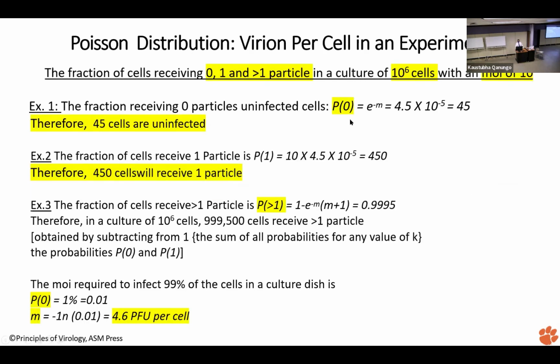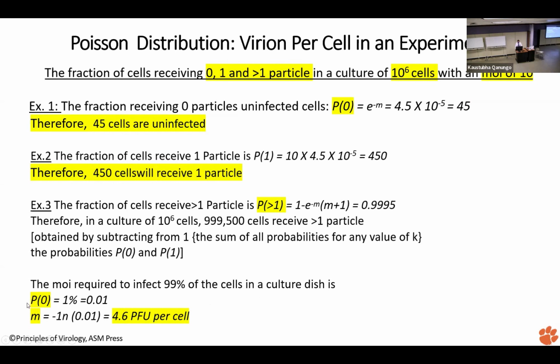If you now calculate the P0, say for an example, 10 to the power 6 cells with an MOI of 10, if you just remember that e is Euler's number, from there, 45 cells are going to remain uninfected out of 10 to the power 6 cells. Remember that, 10 to the power 6 cells, only 45 uninfected. Now, the cells that receive 1 particle is 450. So you can see that out of a million cells, only 450 have received just one particle. And on the other hand, the fraction of cells that receive more than 1 particle is 0.9995. Therefore, in the culture of 10 to the power 6 cells, 999,500 cells, or 99.5% of cells, are infected.